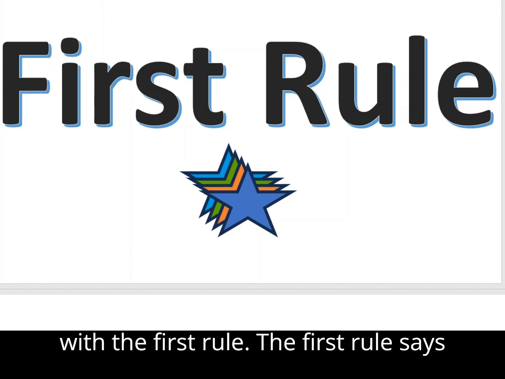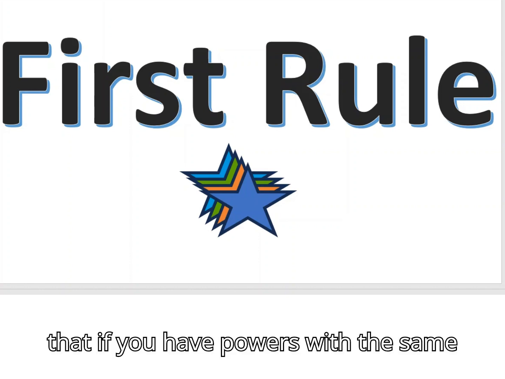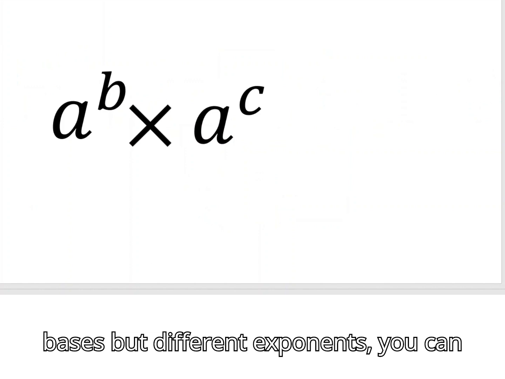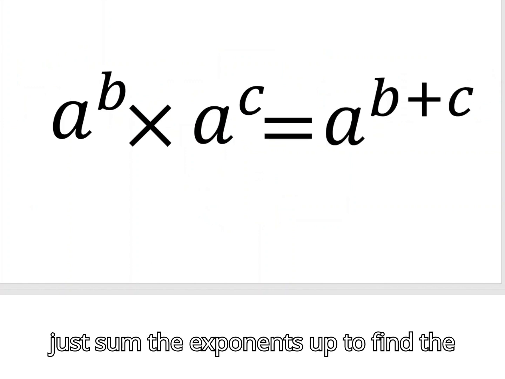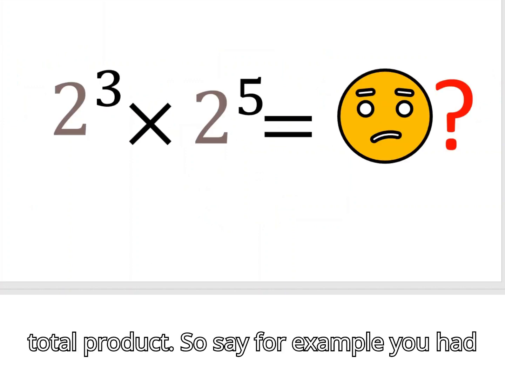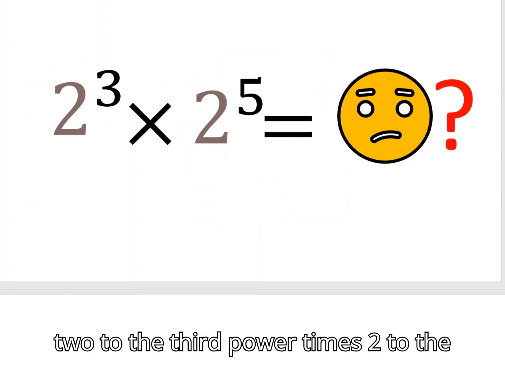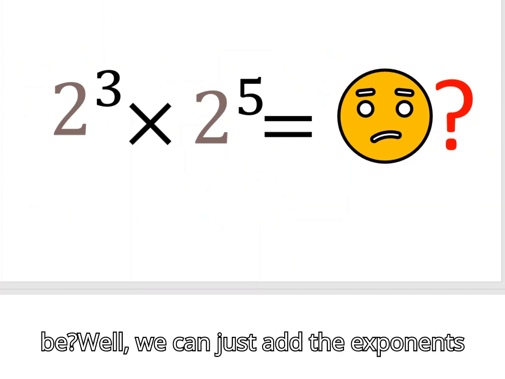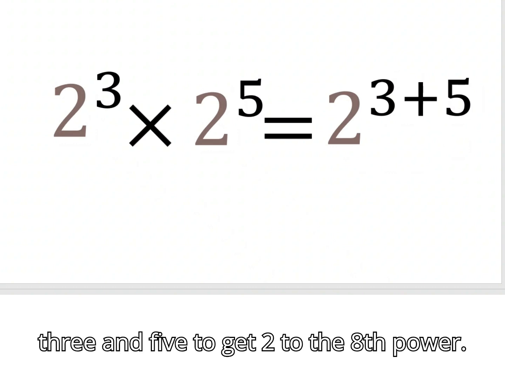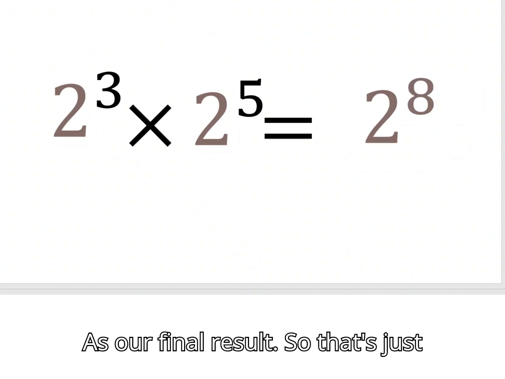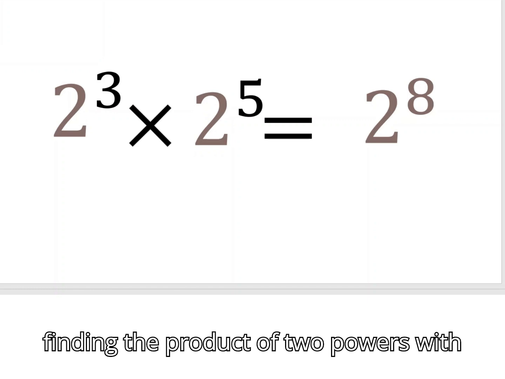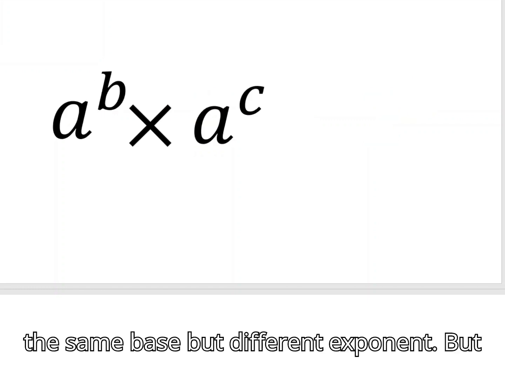So let's start with the first rule. The first rule says that if you have powers with the same bases but different exponents, you can just sum the exponents to find the total product. Say, for example, you have 2 to the third power times 2 to the fifth power. What would the total product be? Well, we can just add the exponents, 3 and 5, to get 2 to the 8th power as our final result. So that's finding the product of 2 powers with the same base but different exponents.